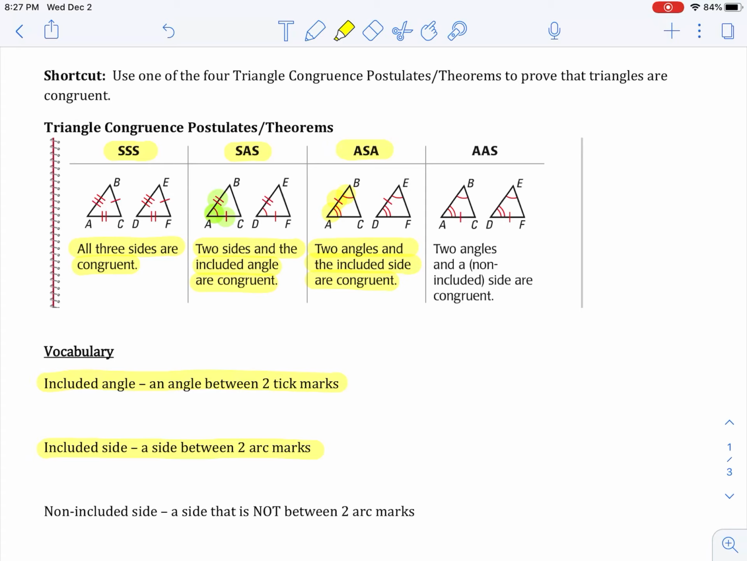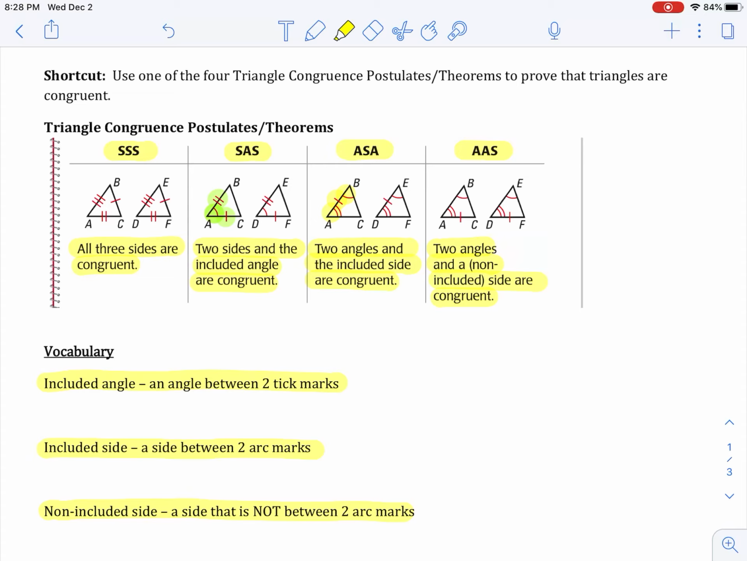We could also have a theorem that says, well, what if you have two angles and a non-included side? That would also prove that your triangles are congruent. So it says if two angles and a non-included side are congruent in each triangle, then both triangles are exactly the same size. And hopefully you kind of figure it out. If an included side is a side that is between two tick marks, then a non-included side is a side that is not between two tick marks.